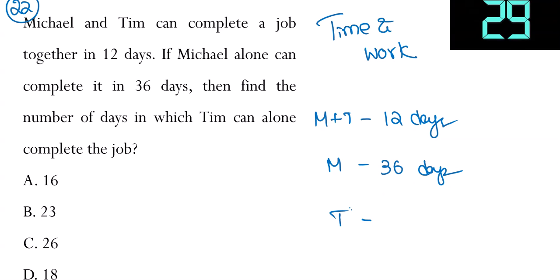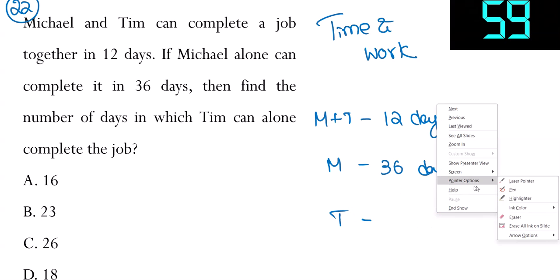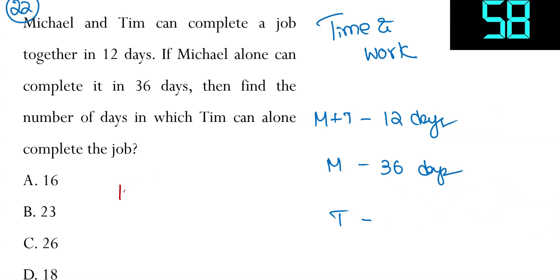Michael and Tim together 12 days. Michael alone 36 days. The question is regarding Tim alone, how much time taken to complete the work? Alone. Check it out, what's the possibility? Right, so here we have a shortcut when they're given together. If you want to calculate alone, the shortcut is product divided by difference. We got 18 as the answer.